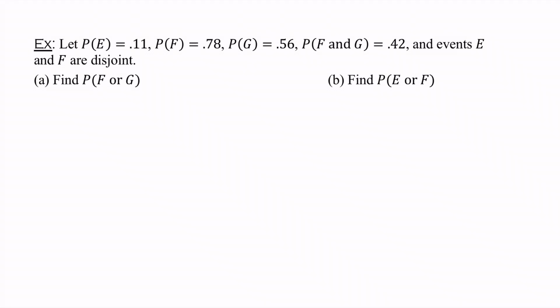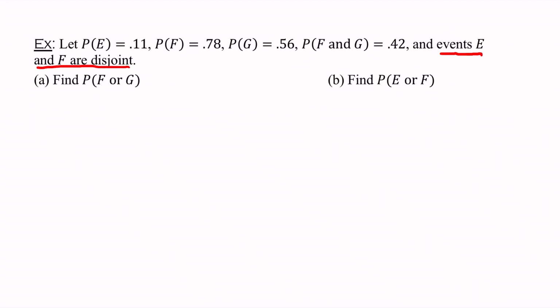This example will use the addition rule. Let P of E, probability of event E, equal 0.11. P of F, the probability of event F, is equal to 0.78. The probability of the event G is 0.56. The probability of events F and G occurring at the same time will be 0.42. And then here events E and F are disjoint.